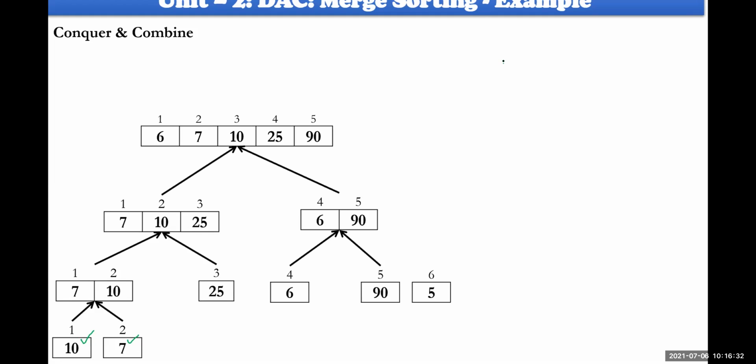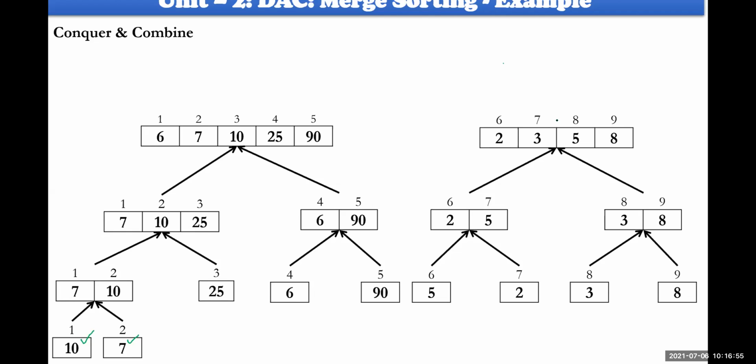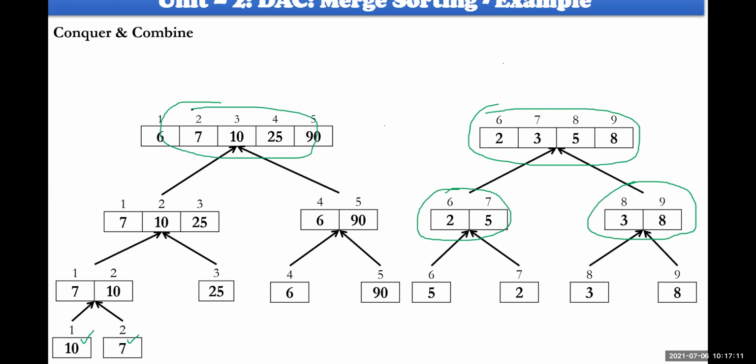In this way, you have to operate the conquer and combine respectively. At each and every stage, before combining, each sublist is in sorted order. Try to observe: each sublist is in sorted order. So 2, 5, if you take this particular case, 2, 5 is sorted. 3, 8 is also sorted. Then 2, 3, 5, 8 is also in sorted order.